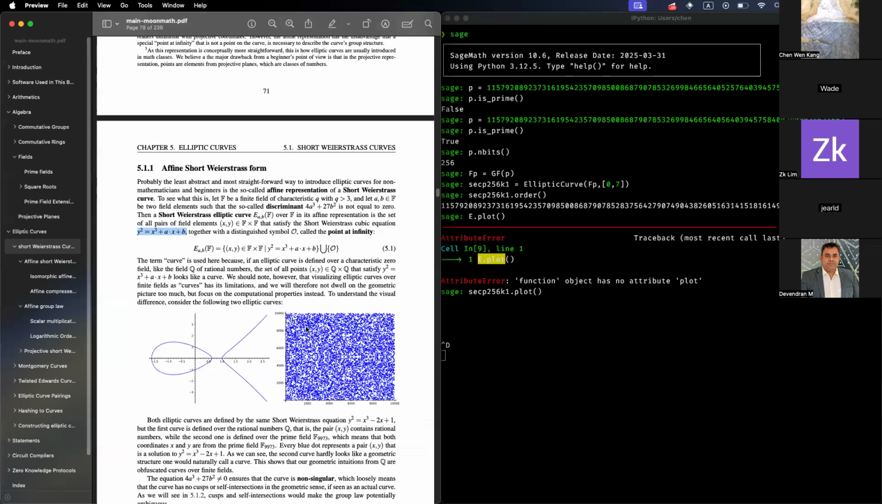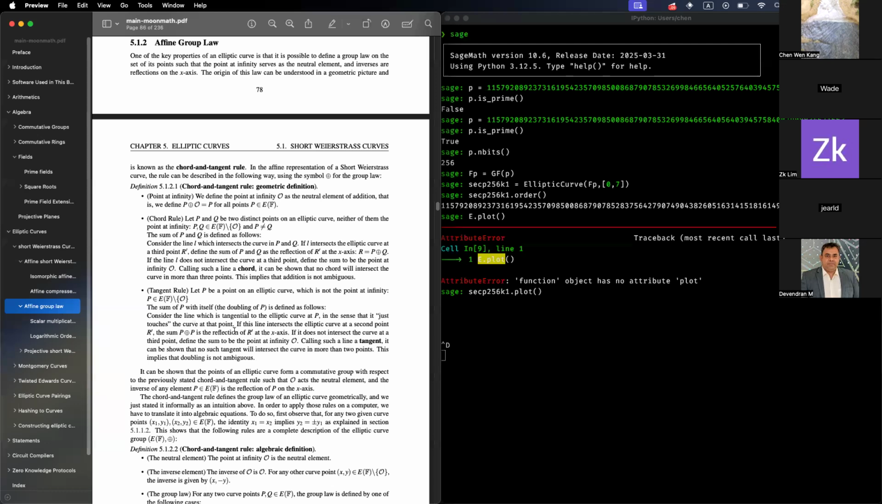What special property do they all share? As for the special property, this book itself doesn't talk too much about it other than that we can use the chord and tangent rule. I might have gotten things confused, but I believe we are using the affine form specifically. No, actually, points are geometric. I'm pretty sure points are geometric.